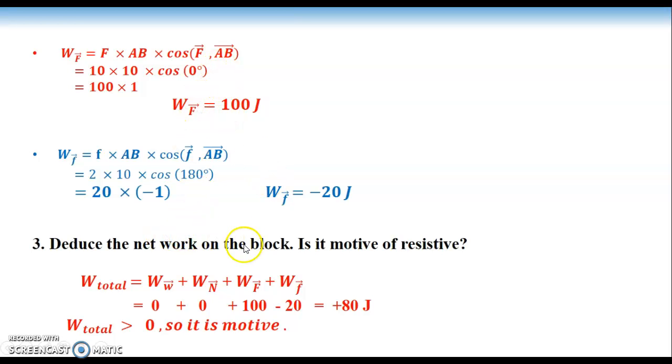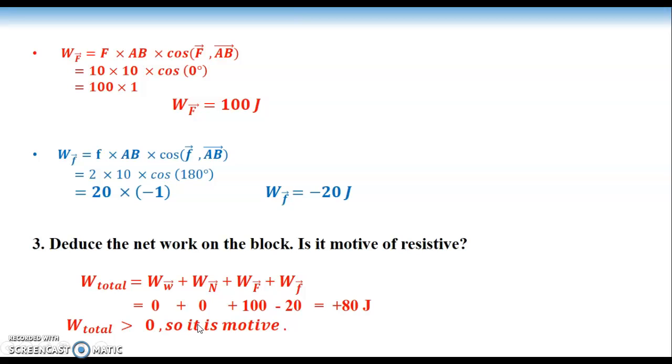So now deduce the net work on the block. Is it motive or resistive? W total is equal to the work done by the weight plus the work done by the normal reaction of support plus the work done by the motive force plus the work done by the friction. So 0 plus 0, 100 minus 20 equals plus 80 joules. So is the total positive or negative? It is positive, so it's a motive work.